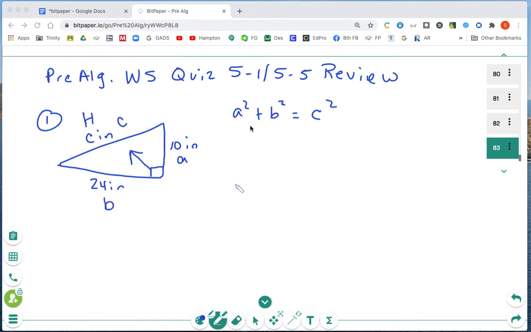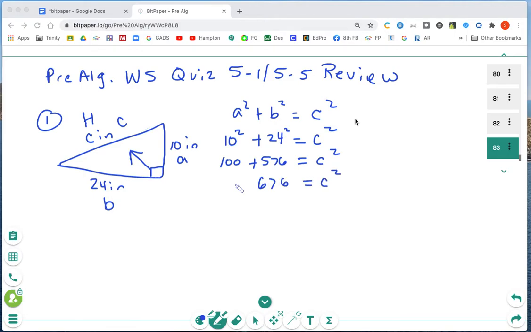We're going to go ahead and plug in our values into the Pythagorean theorem. So 10 squared plus 24 squared is equal to C squared. 10 squared is 100, plus 24 squared is 576, is equal to C squared. 676 is equal to C squared.